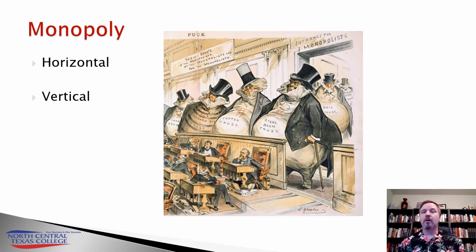So horizontal, you control one industry, right? Vertical is when you control all the processes of an industry, and then the third one is a geographical monopoly. This was typically done by the railroads. One of the most important aspects of the Second Industrial Revolution is the ability to move products to markets, right?